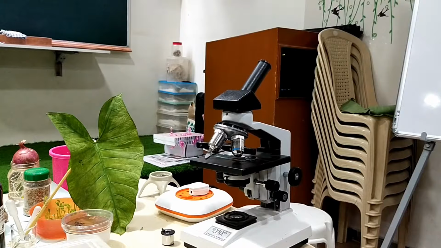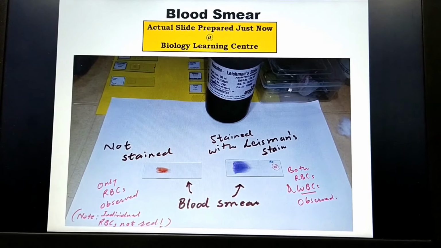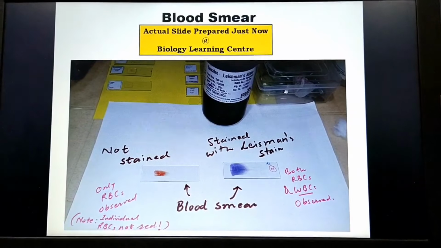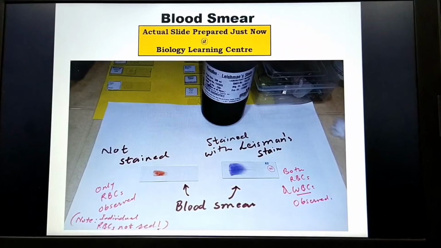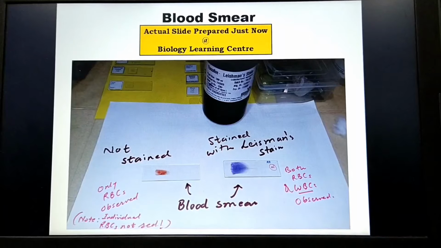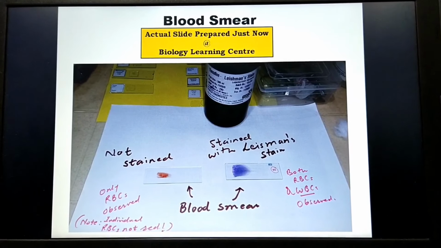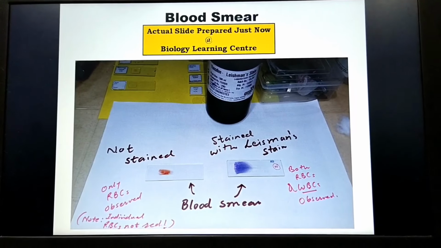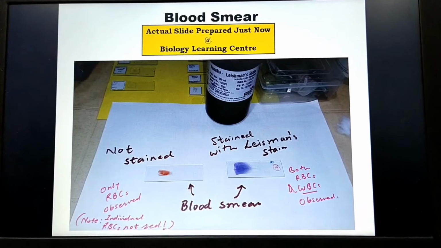So here are the results. You can see two slides here. One we have prepared just now, which is not stained, and only red blood cells will be observed, and we are going to show the picture that we have clicked here. So there only RBCs are observed.